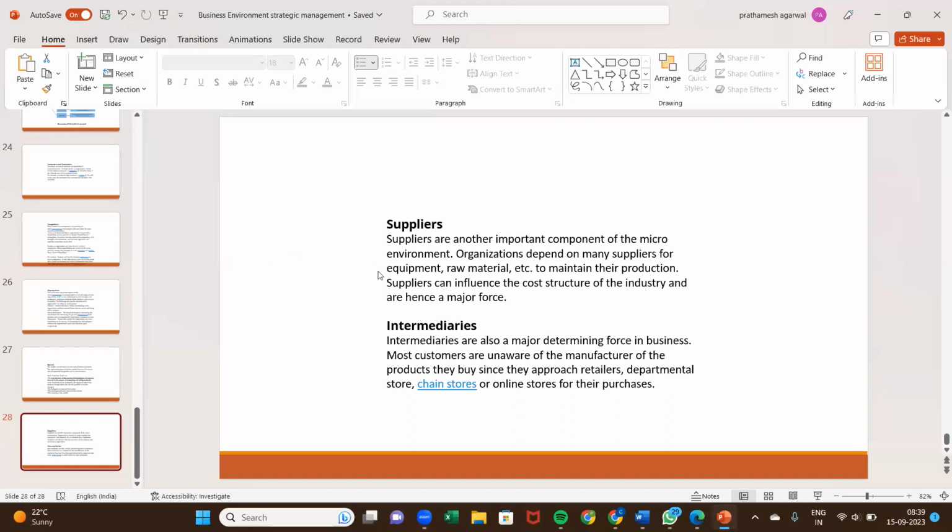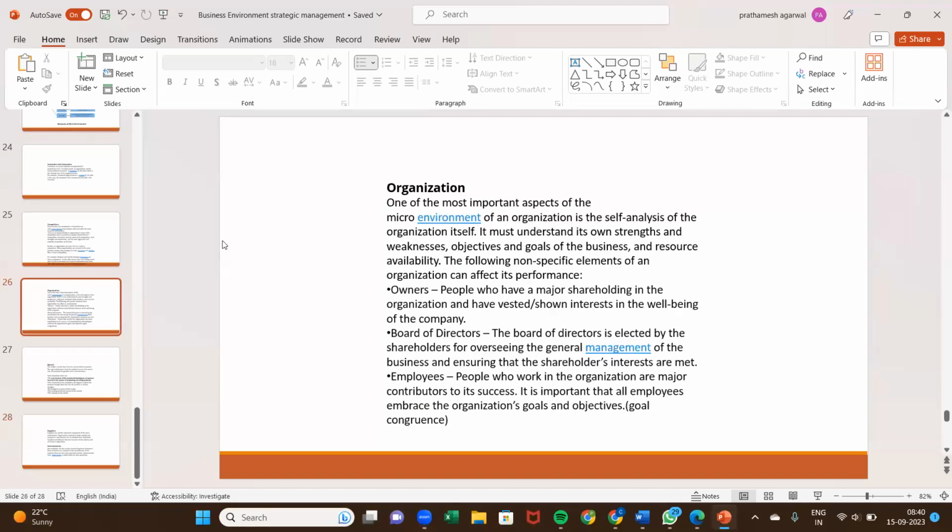Now, intermediaries. Intermediaries are also a major determining force in business. Most customers are unaware of the manufacturer of the products, right? So, between the manufacturer and the buyer, there is someone called an intermediary. The intermediary can be a wholesaler or a distributor. Most customers are unaware of the manufacturer of the products they buy since they approach retailers, department stores, chain stores, or online stores for their purchases. We don't know from where the goods are coming. So this is all part of the business environment.